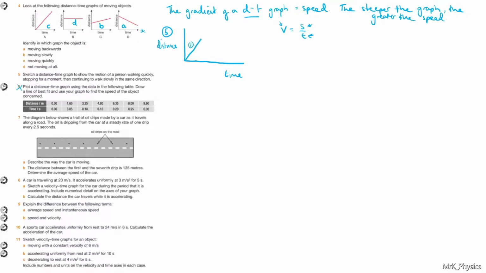We've then got the stationary part, which says here, stopping for a moment, so we should probably keep that pretty short, and continuing to walk slowly but in the same direction. So we're not going to go back on ourselves, that would show that we're going back towards the start. We're going in the same direction, but not at quite a high speed as before, and therefore what I've just done is a shallower gradient. So that was part 2, that was part 3. Notice how part 1 is a lot steeper than part 3.